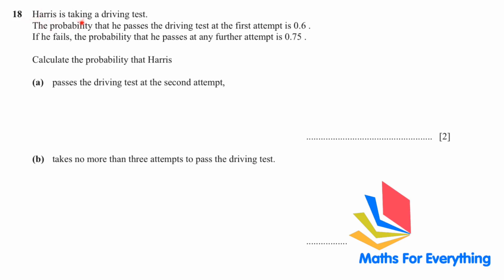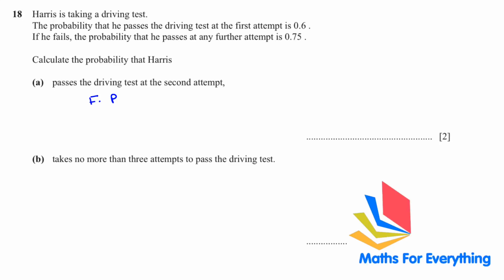Question number 18. Harris is taking a driving test. The probability that he passes the driving test at the first attempt is 0.6. If he fails, the probability that he passes at any further attempt is 0.75. Calculate the probability that Harris passes the driving test at the second attempt. At the second attempt means he fails at the first attempt. So he fails at the first attempt and he passes in the second attempt.